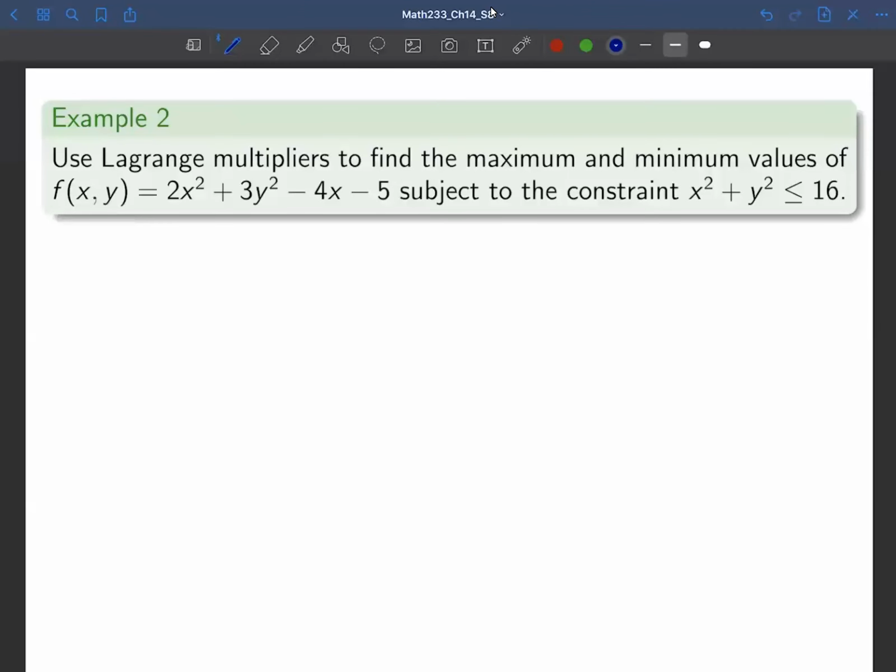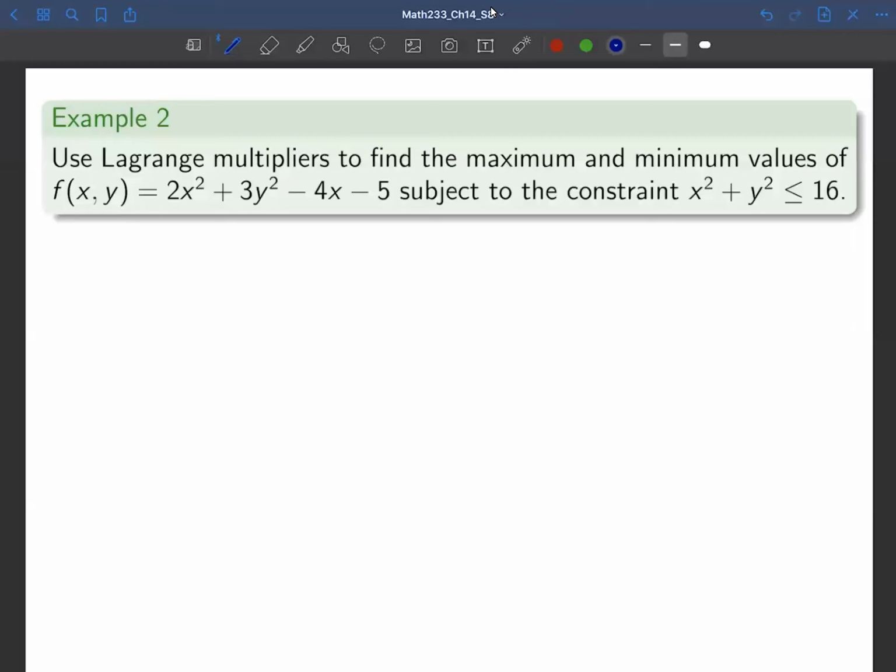Let us now check another example on how to use the method of Lagrange multipliers. We're asked to use Lagrange multipliers to find the maximum and minimum values of the function f(x, y) = 2x² + 3y² - 4x - 5, subject to the constraint x² + y² ≤ 16.